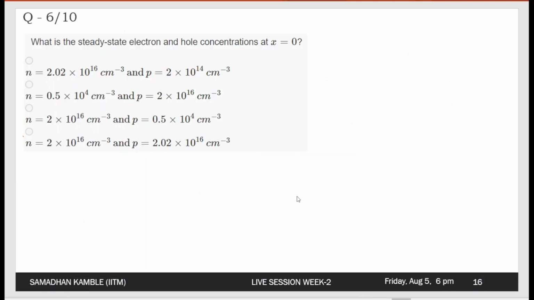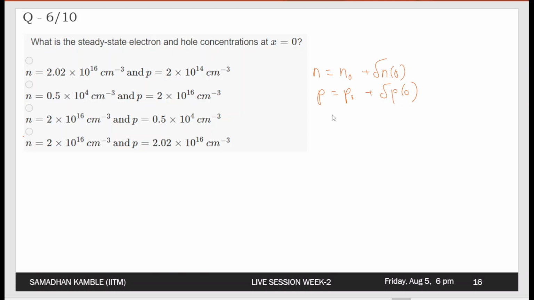Okay, so the problem is as follows. What are the steady state electron and hole concentrations at x equal to 0? This is what they have asked. So we know that the steady state concentrations are given as n equals n naught plus delta n naught, and p equals p naught plus delta p naught.